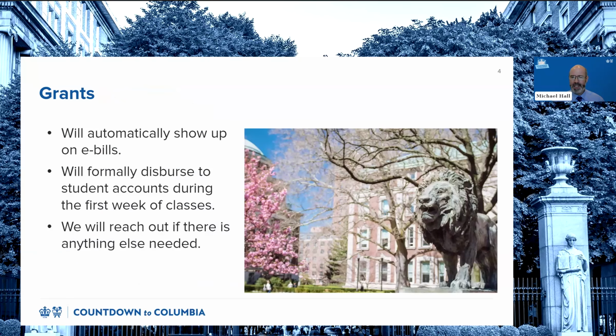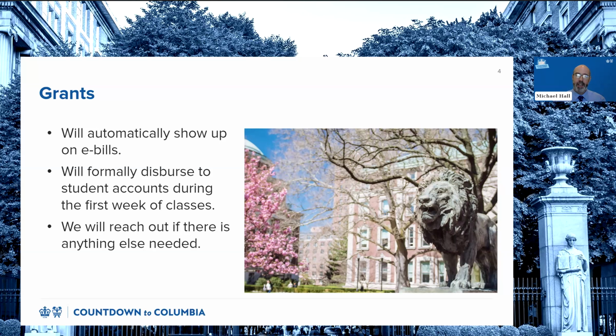Okay, so first up, grants. And this is probably one question on a lot of people's minds, like, okay, great, you gave me that award. Now, how does that all work? And the good news is that there really isn't anything that most students or families need to do for their grants at this point. The grants will automatically show up on the e-bill when that comes out next month, and more on that in the next session at 11:30.